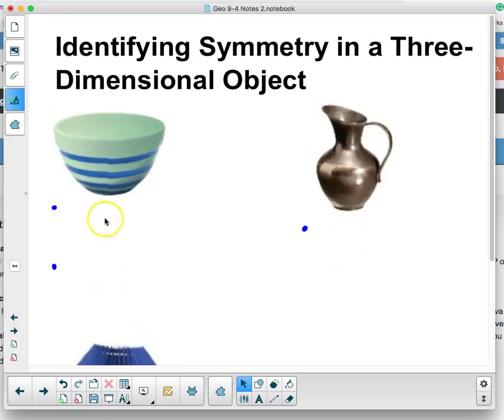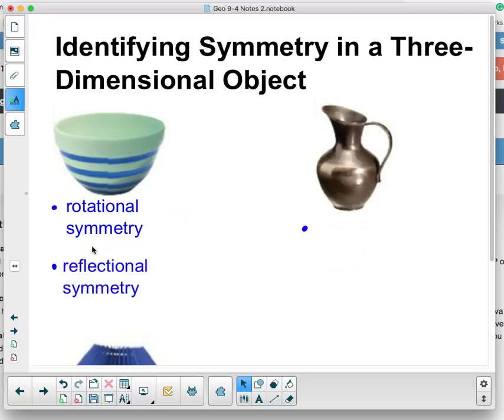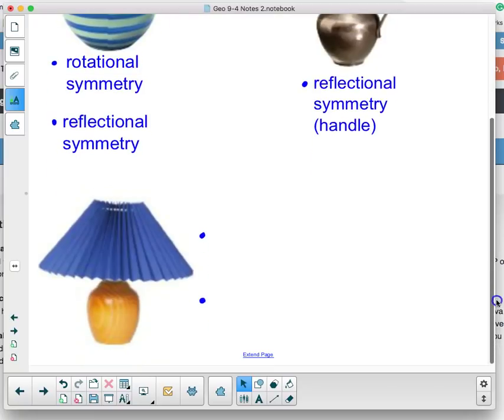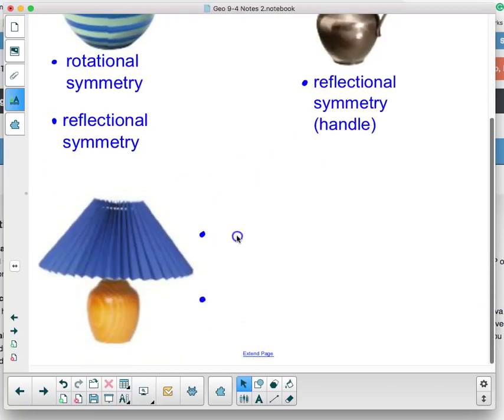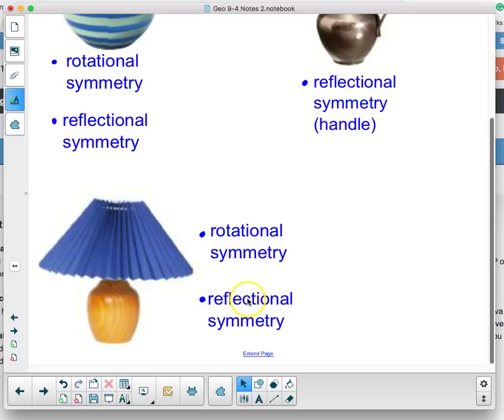This bowl, if I'm looking down from the top, I have rotational symmetry because as I rotate it around, it's the same with the stripes and everything as it goes around. But as I look at reflectional symmetry, it has that as well. If I'm looking at my water pitcher, it has reflectional symmetry through the handle, but not rotational symmetry. And my lamp will have rotational symmetry, but it won't have reflectional symmetry. Well, it will have reflectional symmetry through the top, excuse me. So if I look on top and cut it down through the axis of the lamp, it'll have reflectional symmetry.